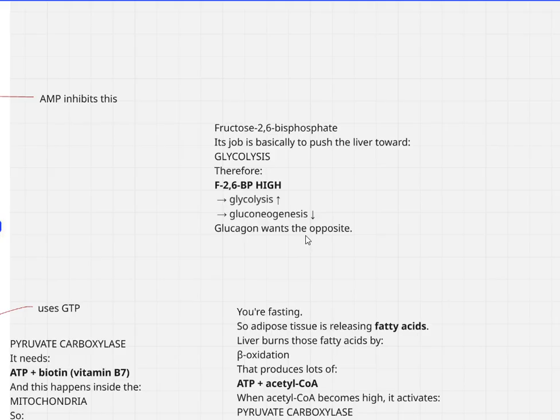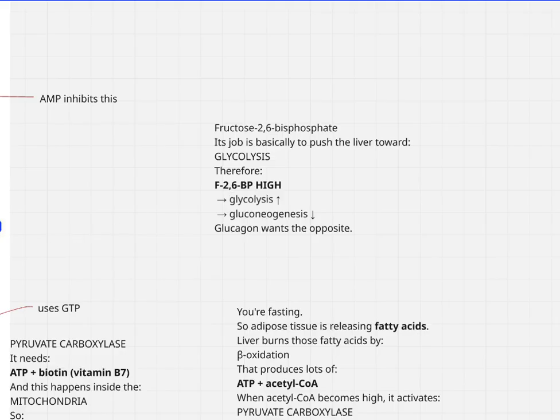Now, glucagon wants the opposite. Whenever your glucagon is high, it basically wants gluconeogenesis to happen. So whenever there's glucagon in the blood, you have a decrease in fructose 2,6 bisphosphate, because when it's decreased, obviously it will lead to less glycolysis and increased gluconeogenesis. So glucagon and fructose 2,6 bisphosphate are like anti-molecules. Whenever one is high, the other one is low.